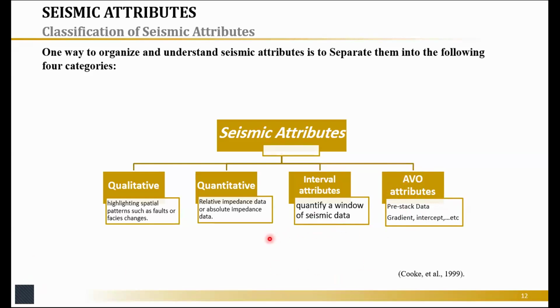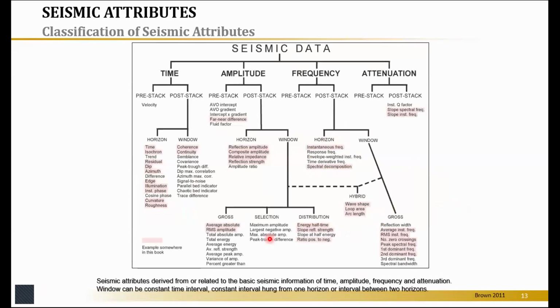Okay, so the first one is to classify the seismic attributes into four main categories: qualitative, quantitative, interval attributes, and AVO attributes. The second classification classifies the seismic attributes according to the measurements that we are taking from seismic, like time, amplitude, frequency, and attenuation. Okay, so they are described according to the basic seismic information.